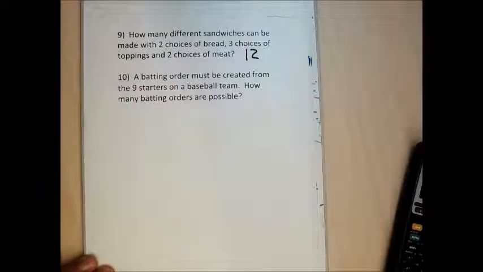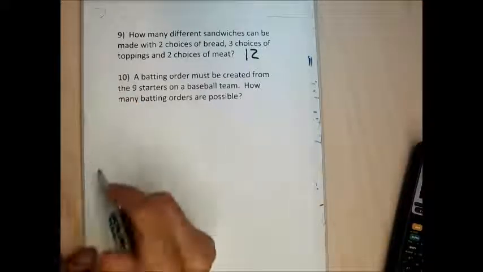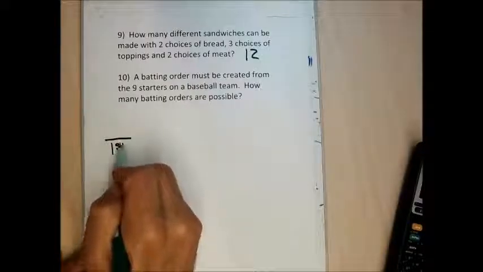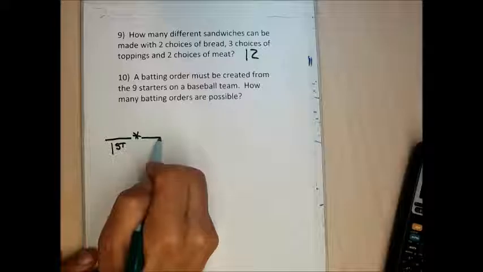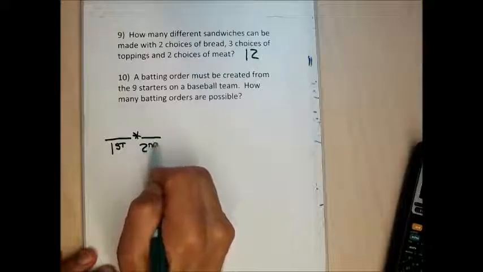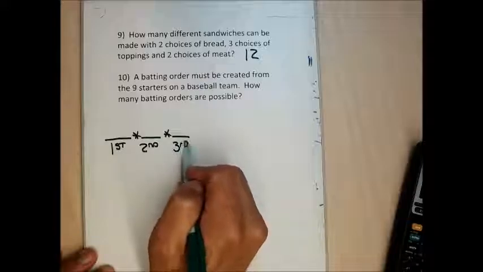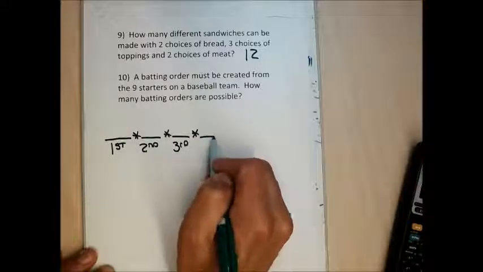My problem 10, a batting order in a baseball game must be created from the 9 starters on a baseball team. This is assuming the pitcher is hitting. How many batting orders are possible? So for me, and for batting orders, there's usually 9 players that play on a baseball team. And we're going to bat the players from 1st through 9th.